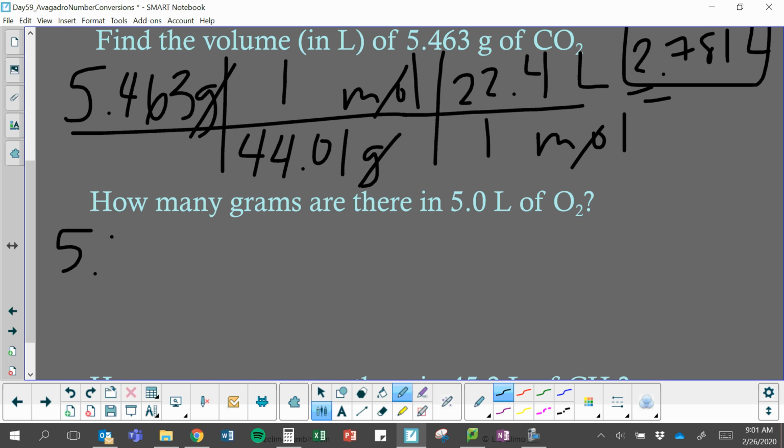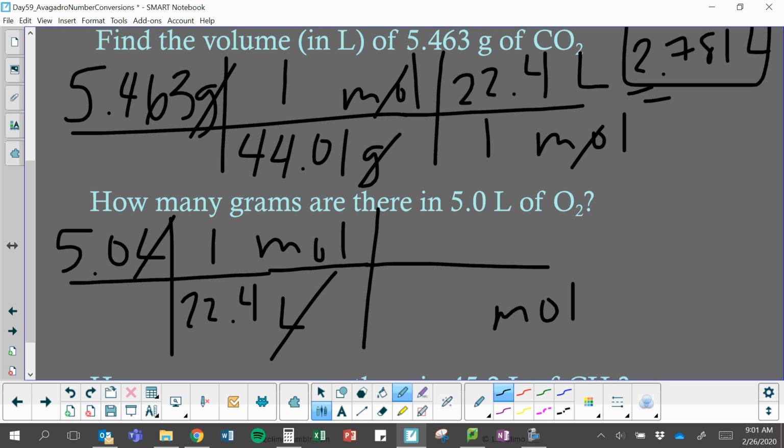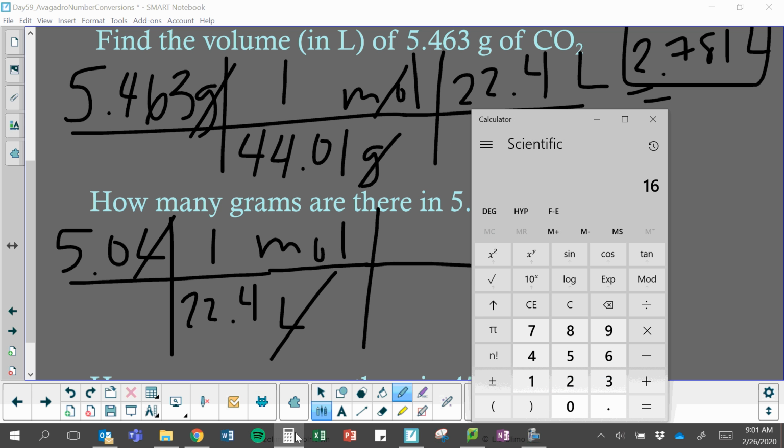But this one we're going to start with 5.0 liters. We first need to turn our liters, just like before if we're going backwards, we need to turn our liters into moles. So we know that in 1 mole there is 22.4 liters of gas at STP. So now our liters cancel, we're left with moles. We want to cancel those moles and turn them into grams. So we need the molar mass of oxygen. Oxygen's mass is 16.00.